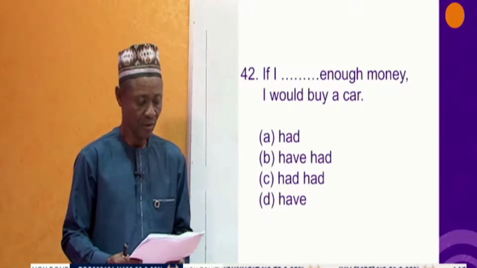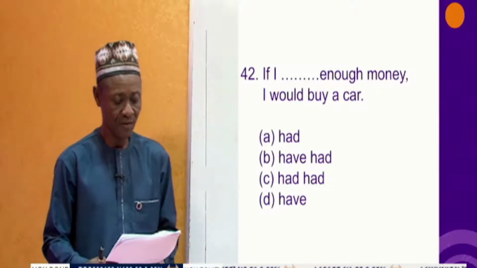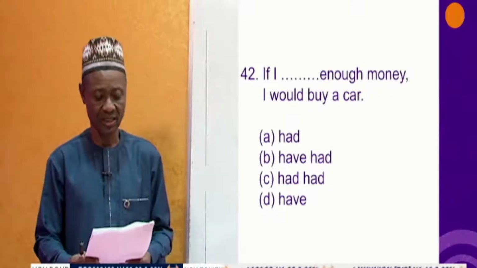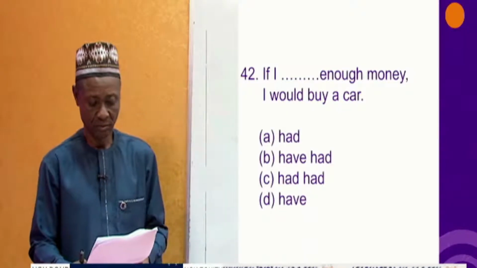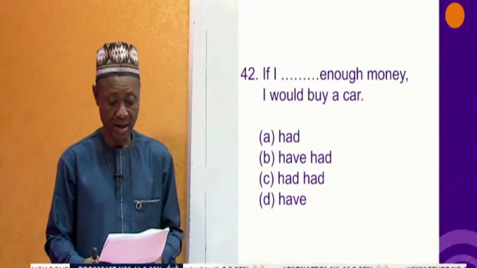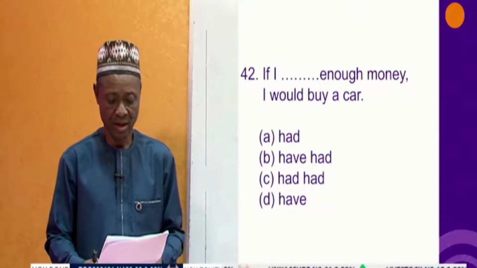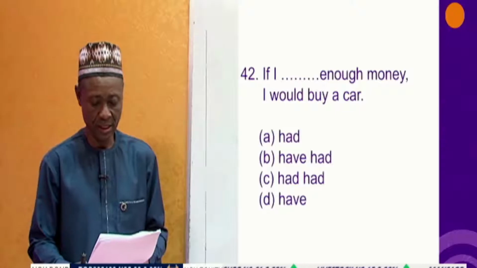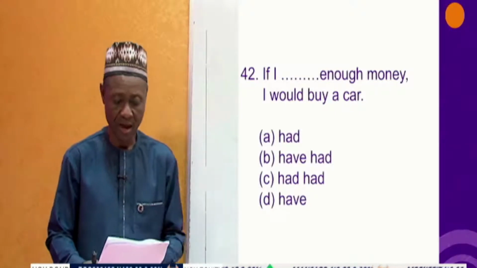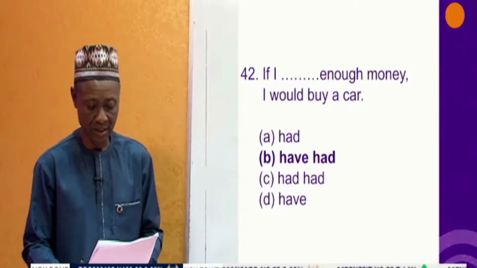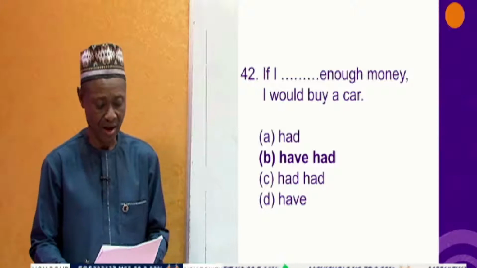Question number 42. If I dash enough money, I would buy a car. A, heart. B, have heart. C, had heart. D, have. The accurate answer there is option number B, which is have heart.